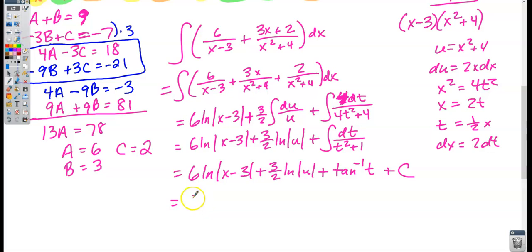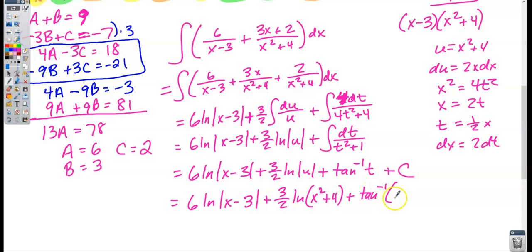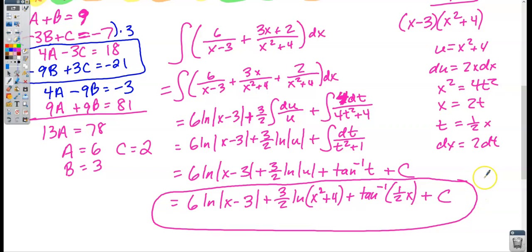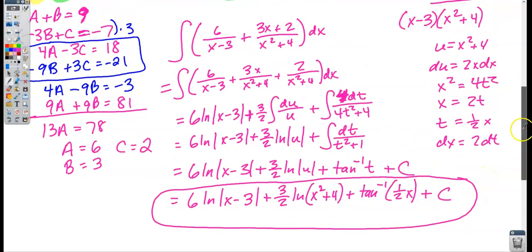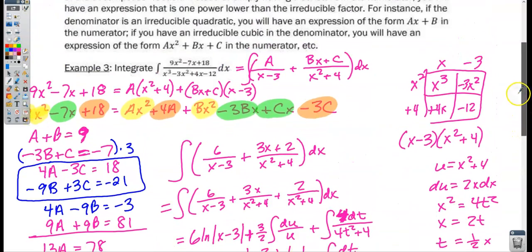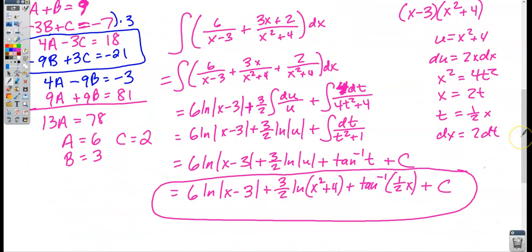And now I just need to bring my substitutions back. u is x squared plus 4, which is always positive, so I don't need the absolute value. And t is 1/2 x. And boom, there is our integral of our original problem, which was polynomial over polynomial.